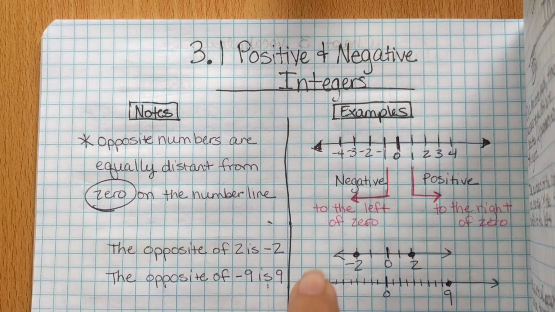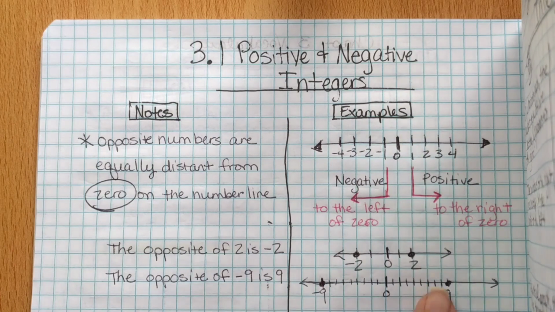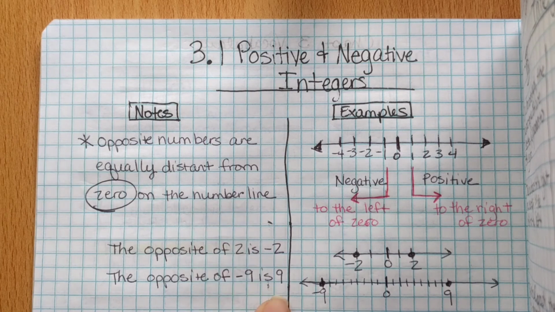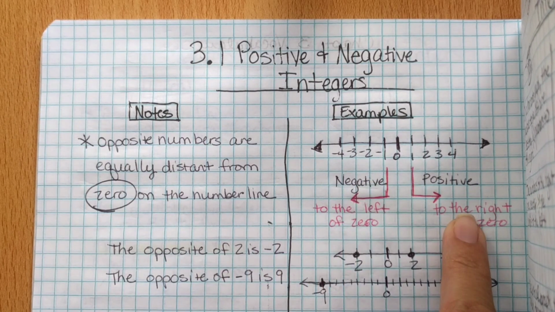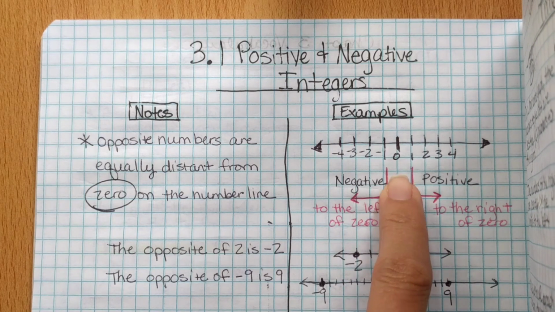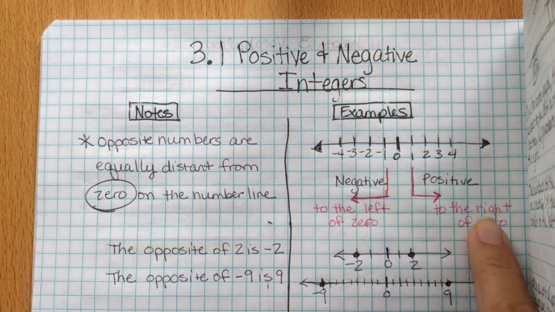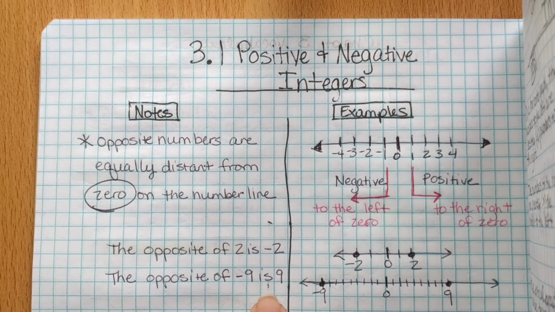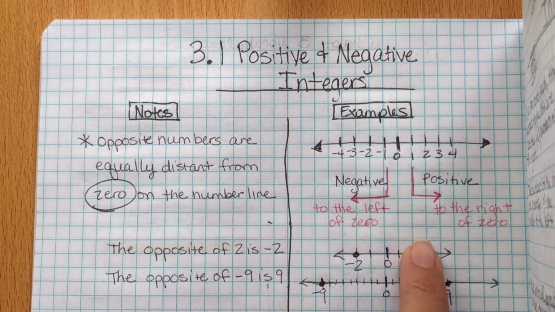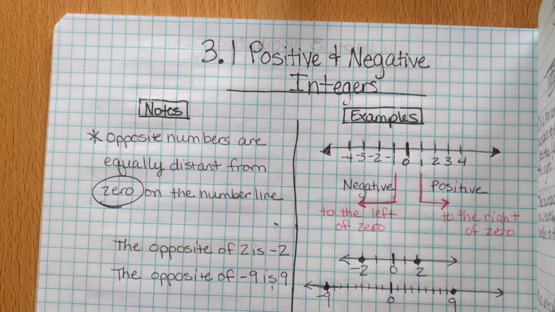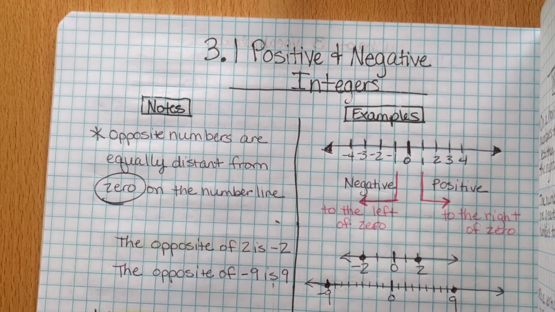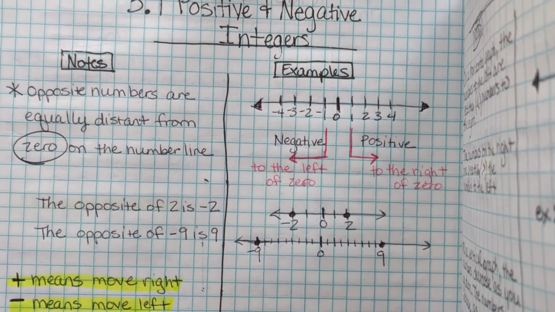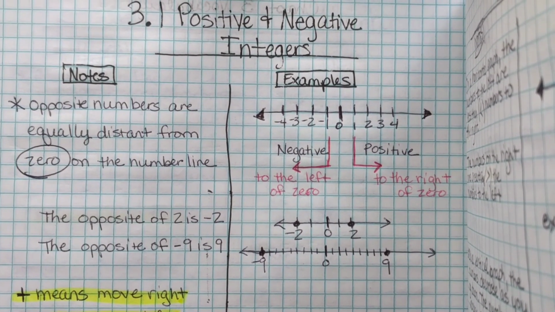Okay, so positive and negative integers. Here are our notes. We have our notes on our examples. Opposite numbers are equally distant from 0 on the number line. So if it's negative, it's to the left of 0. If it's positive, it's to the right of 0. The opposite of 2 is negative 2. The opposite of negative 9 is 9. Here are some examples. Positive means move to the right. Negative means move to the left on the number line. All right.